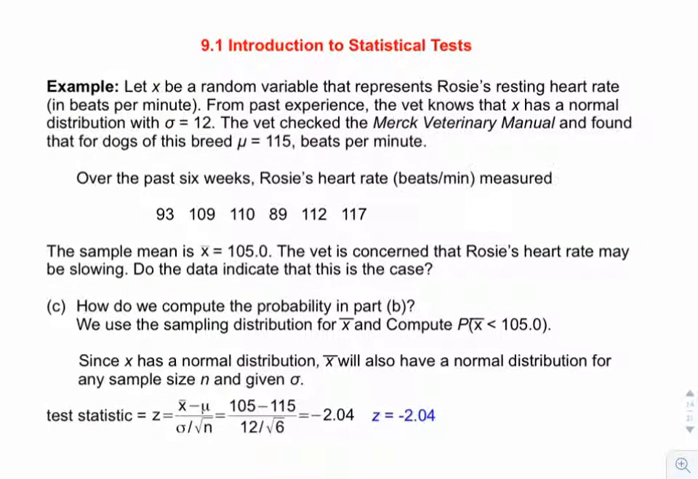So since X has a normal distribution, this is given to us, X bar has a normal distribution for any sample size, and we are given that the standard deviation of the population is 12. So we calculate z as we have before, and we end up with z is negative 2.04. In the context of hypothesis testing, this z value is called the test statistic.